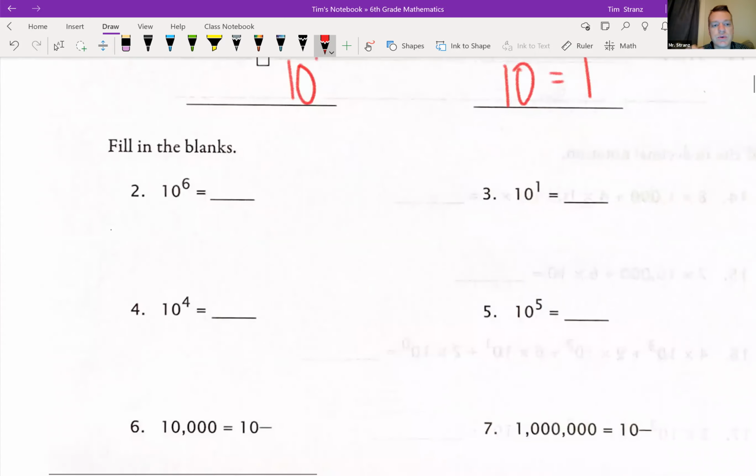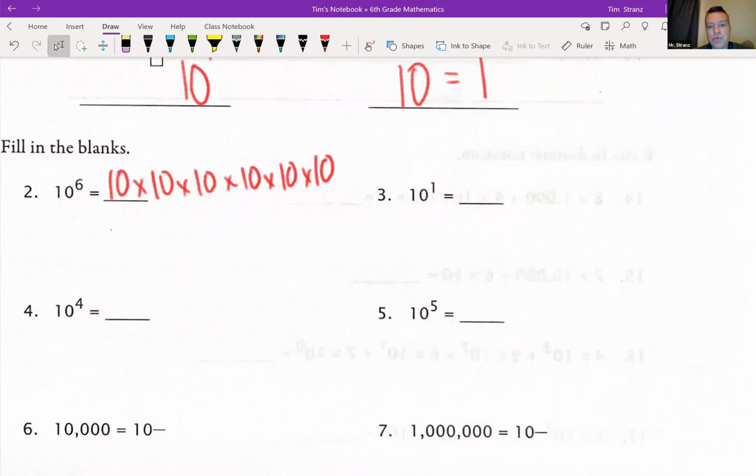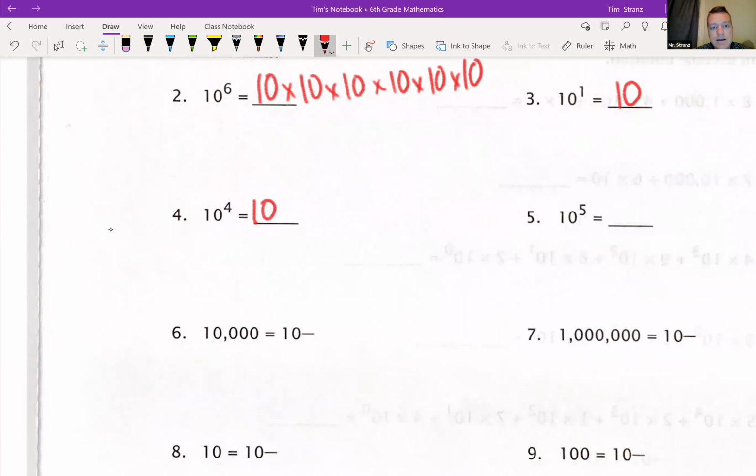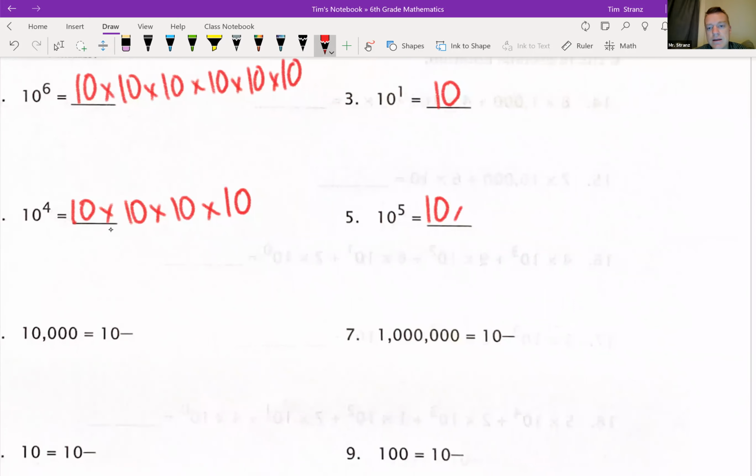Okay, this one says fill in the blanks. So this is just wanting us to write out what each number is raised to that power. So 10 to the 6th power is going to be 10 times 10 times 10 times 10 times 10 times 10. They don't necessarily want you to solve it yet. They just want you to practice writing it out so you can see how many there are. Okay, so number 3, 10 to the first power, is just going to be 10. Number 4, 10 to the 4th power, we got 10 times 10 times 10 times 10. We will solve them in later lessons. Okay, 10 to the 5th power, we got 10 times 10 times 10 times 10 times 10.